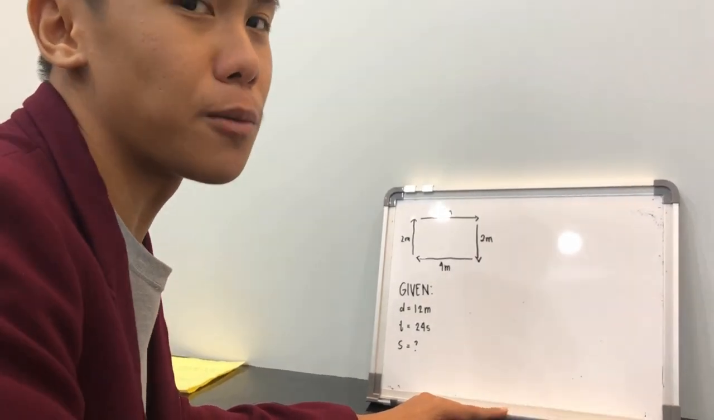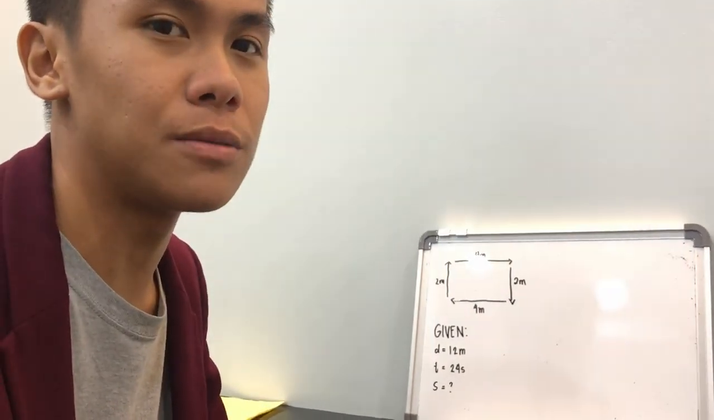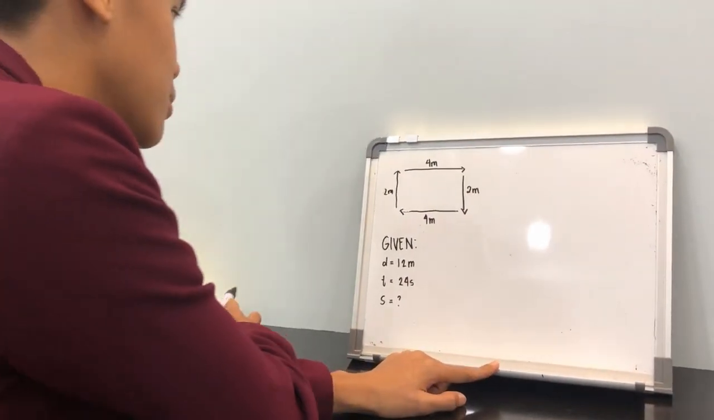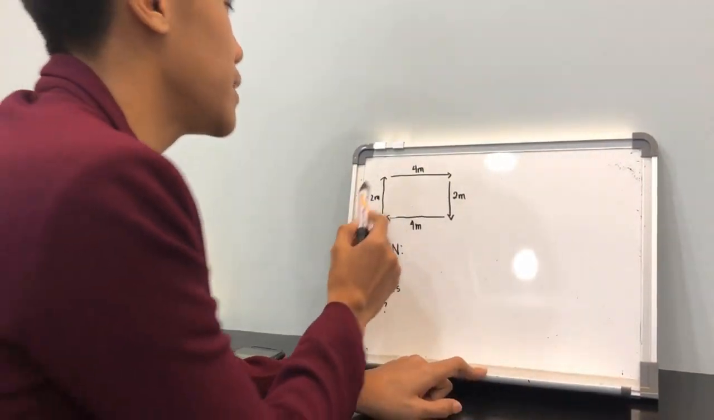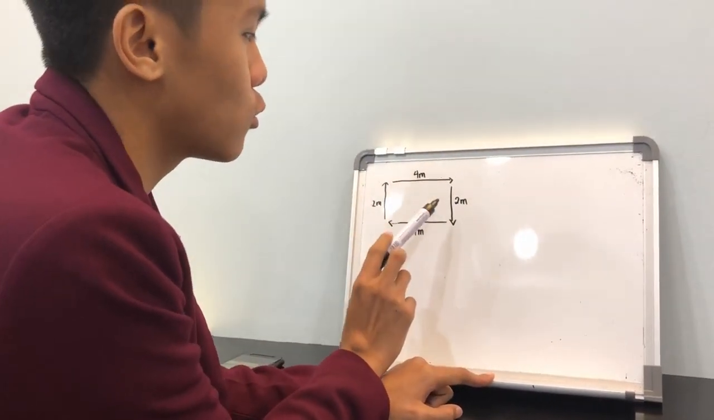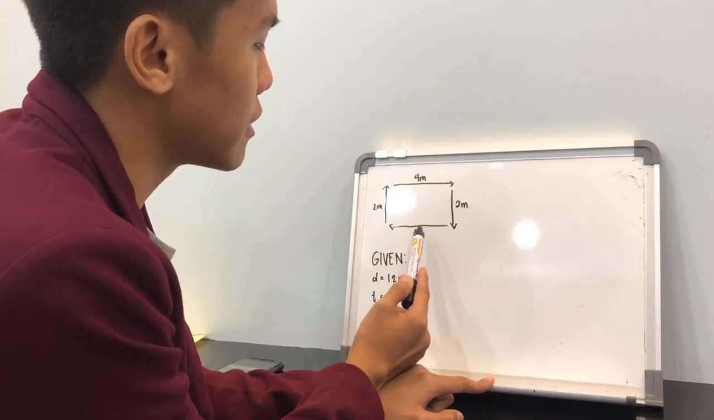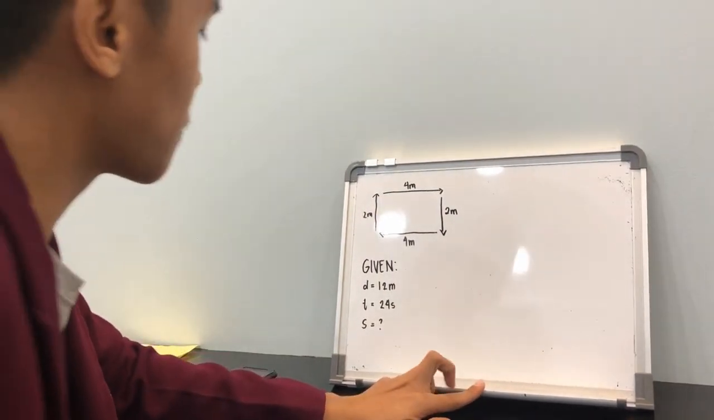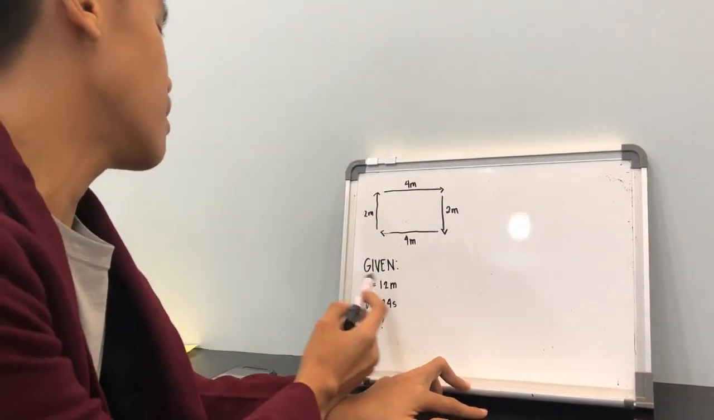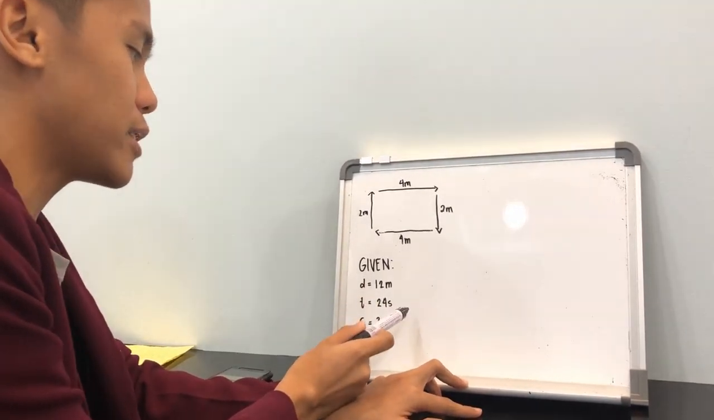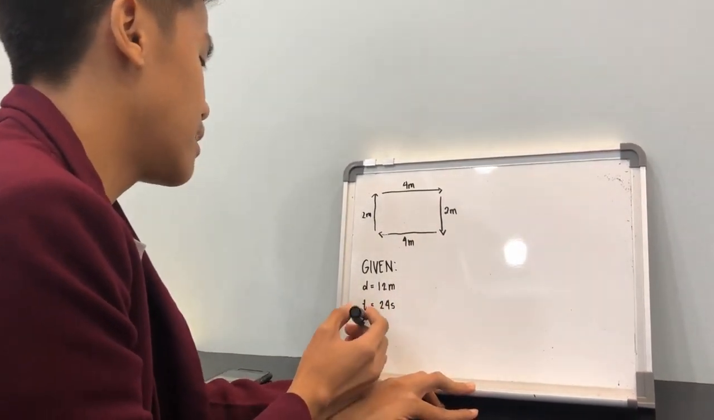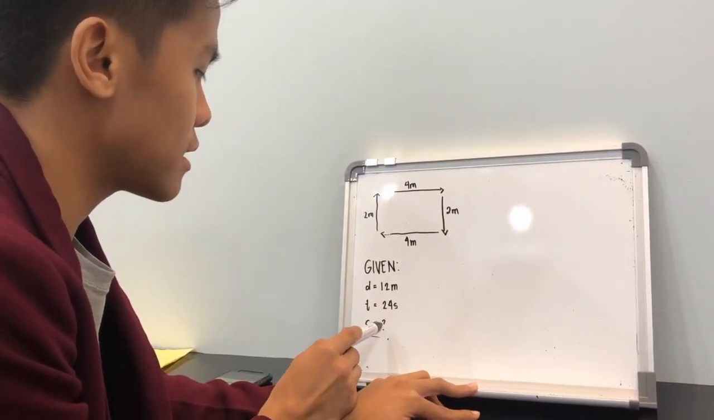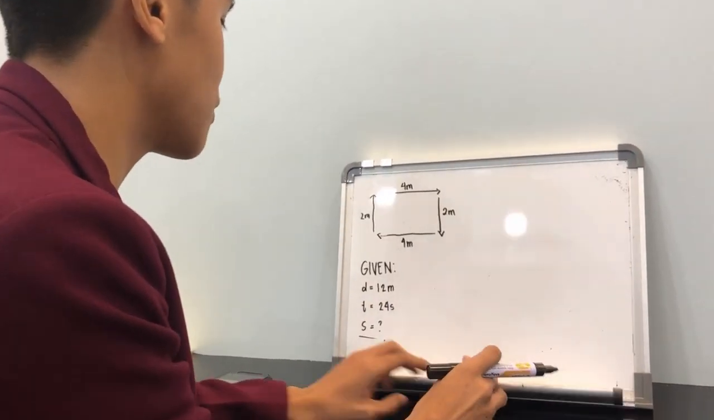Let's proceed to another problem. This is the third problem for modeling with algebraic functions. So the physics teacher moved 4 meters east, 2 meters south, 4 meters west, and then 2 meters north. So we have our given here. D is equal to 12 meters. Then T, which is time, is equal to 24 seconds. And we are looking for S, which is speed. So let's solve for speed.